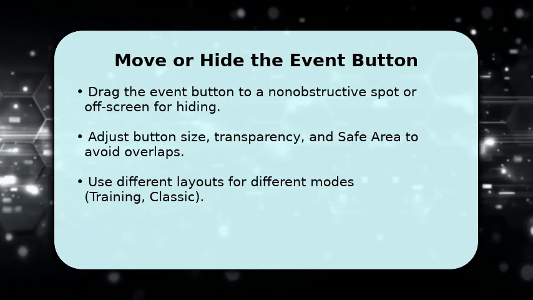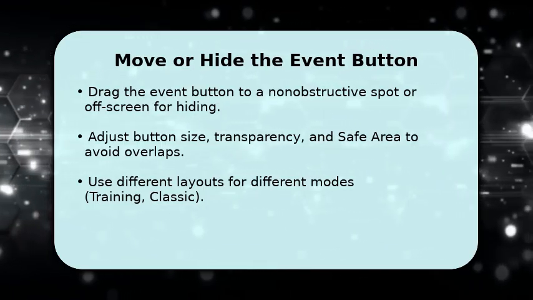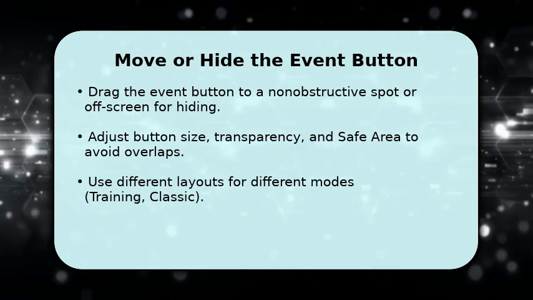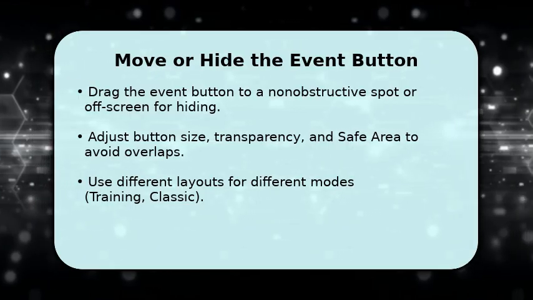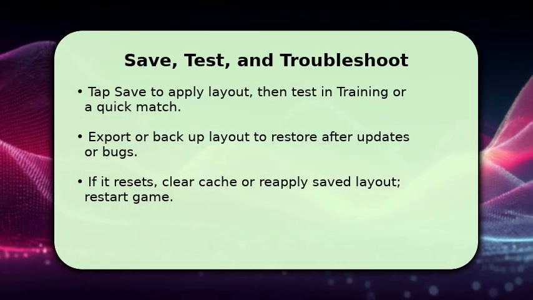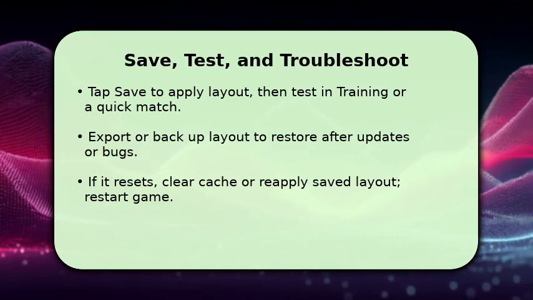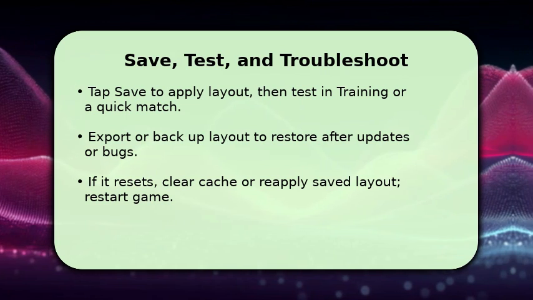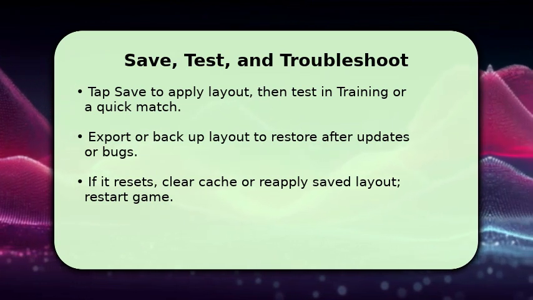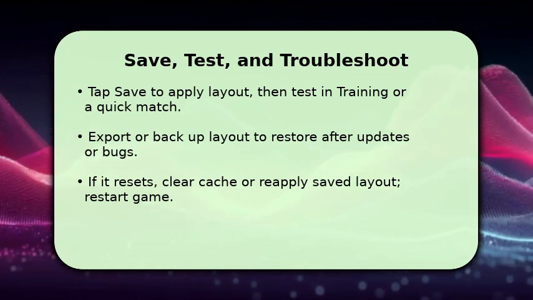Make sure to check other HUD elements for overlap and switch the editor between game modes, because event buttons can be set separately for Classic, Arcade, and Training. After adjusting, hit Save and immediately test in Training to confirm the event button behaves as expected. Once satisfied, export or backup your HUD layout so you can restore it after updates or accidental resets.